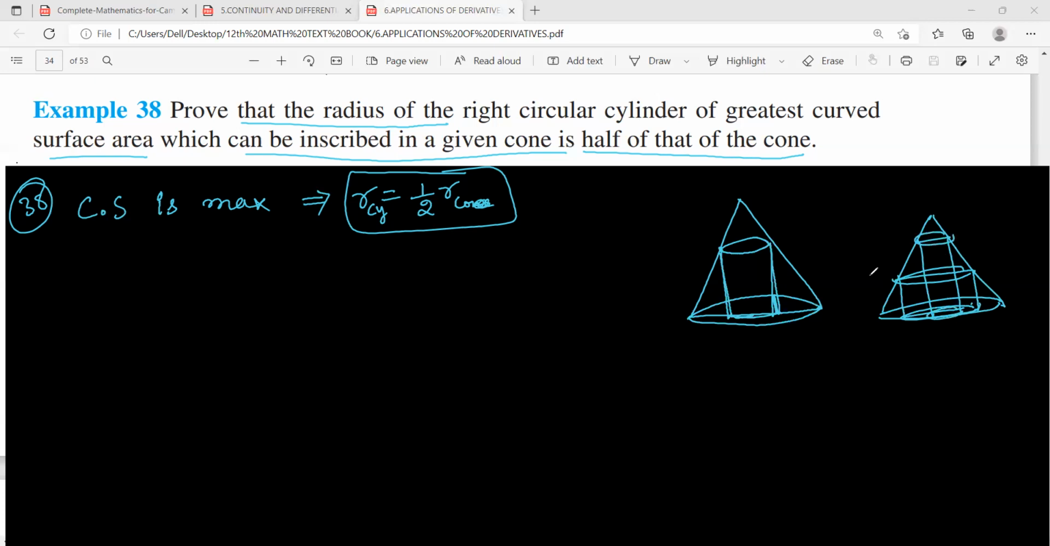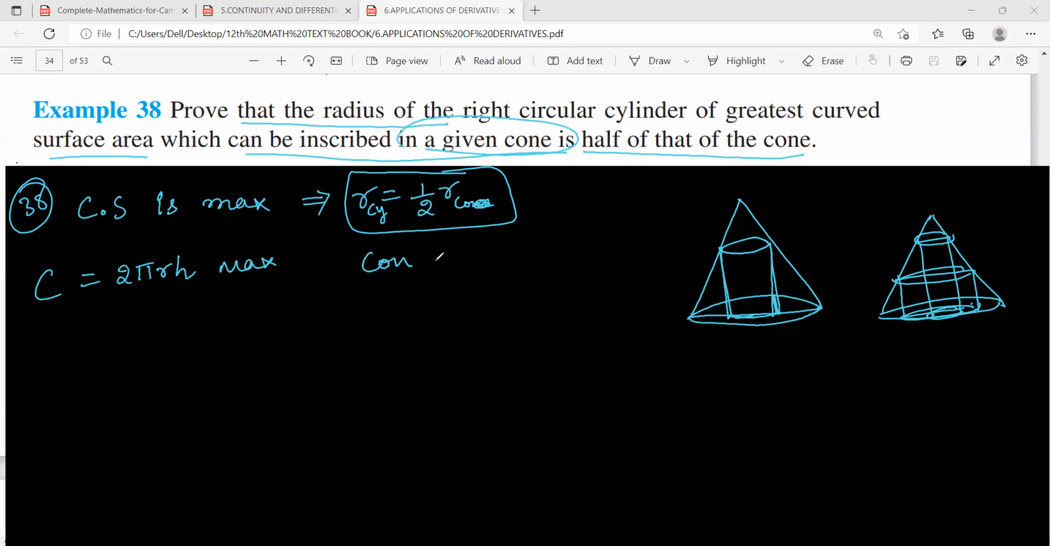We want maximum. Maximum means what? The CSA should be maximum. We have to put it in such a way that the curved surface area of the cylinder is maximum. So what is the curved surface area of the cylinder? 2 pi RH. 2 pi r h is the curved surface area. This is maximum. So what is given? Which can be inscribed in a given cone.